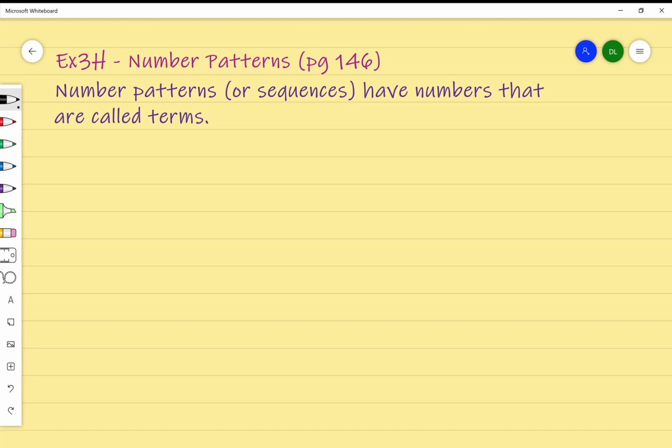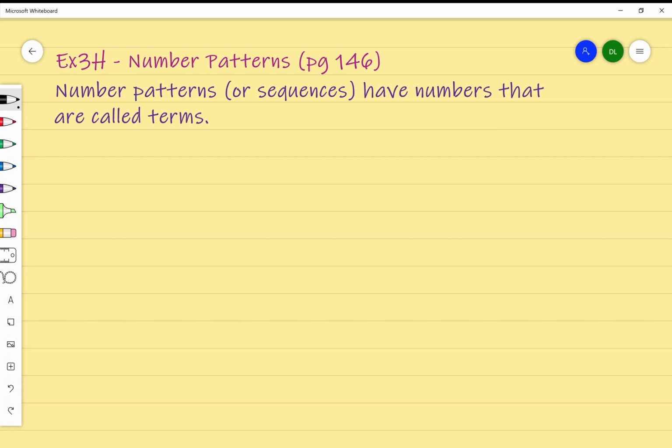Exercise 3H on number patterns on page 146 of your textbook. Number patterns or sequences, same thing, have numbers that are called terms. So there's a few keywords I do want you to note in this. Like I said, this topic is quite straightforward. It's pretty fun. It's all about pattern recognition, so whether you can identify what patterns are being used.